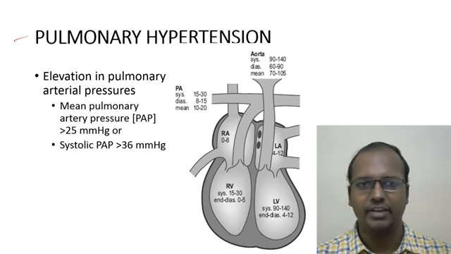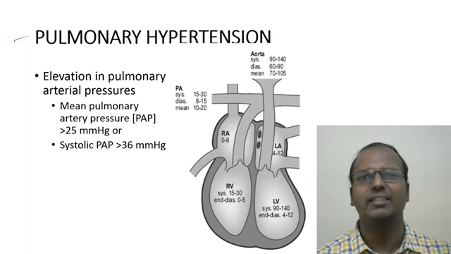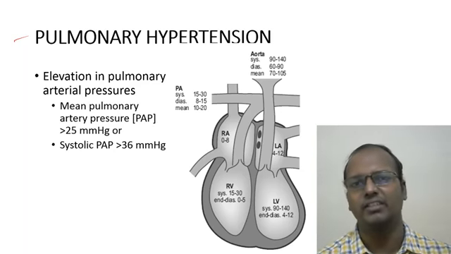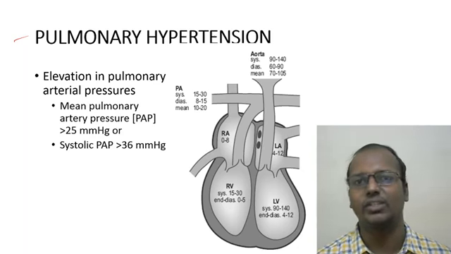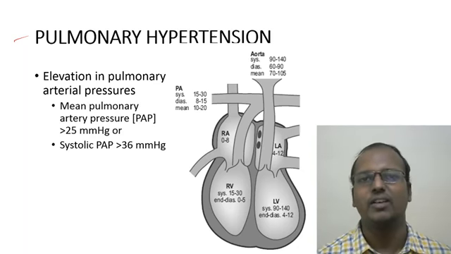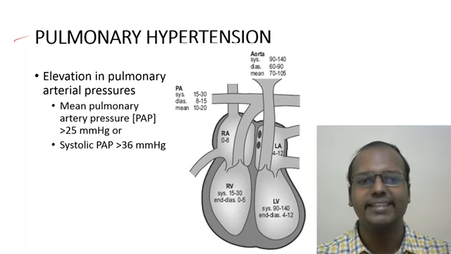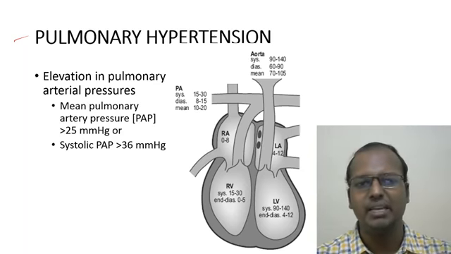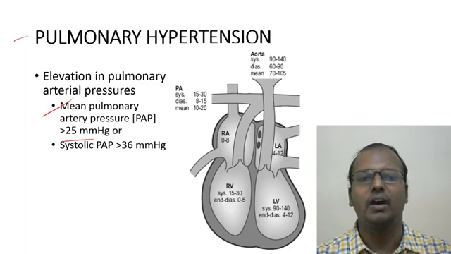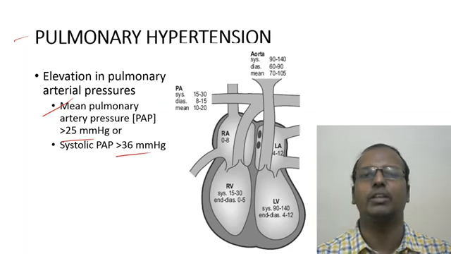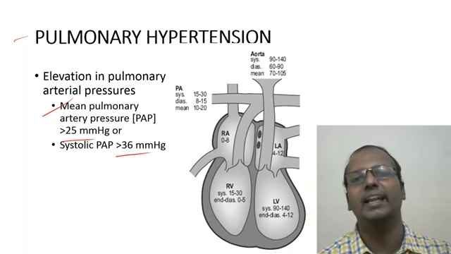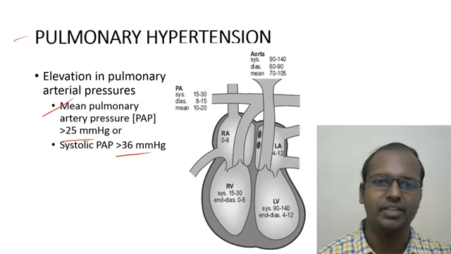Here there is another complication named pulmonary hypertension. That means there is an increase in blood pressure in the pulmonary vasculature. We discussed the second stenosis. The first stenosis is your mitral stenosis, whereas the second stenosis can occur in the pulmonary circulation because of the mitral stenosis. So pulmonary hypertension is also called the second stenosis. There is elevation in the pulmonary artery pressures: mean pulmonary artery pressure more than 25 or systolic pulmonary artery pressure more than 36. This is the cutoff for telling that a patient has pulmonary hypertension.